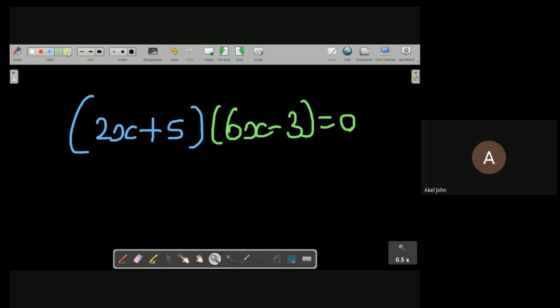Okay, so let me start. First, I'm going to start by equating. Remember, each one of them needs to be equal to 0 on its own. So we're going to start there. What I have is 2x + 5 is equal to 0, and 6x - 3 is also equal to 0.